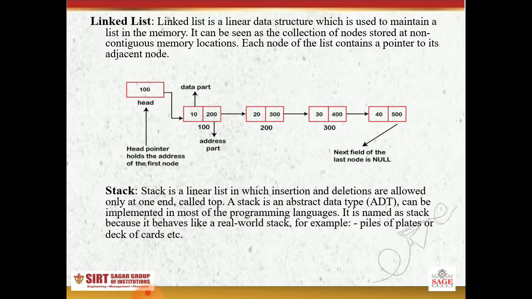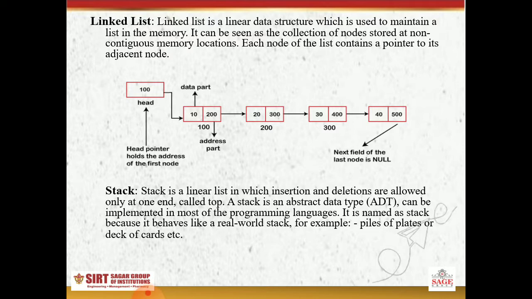Okay, this is the example of linked list. Here the first one, 100, shows the head pointer holds the address of the first node. Okay, now in the list, the first part is the data part and the second part is the address part, and 100 shows the address of the first data, that is data 10, and 200 shows the next address of memory. Okay, so this is the linear sequential.